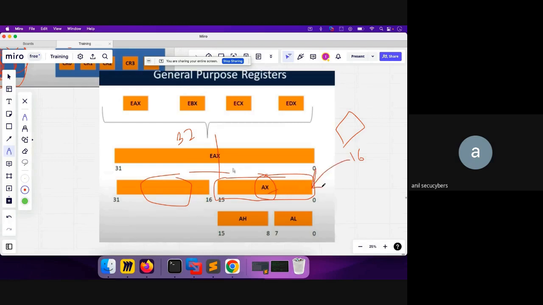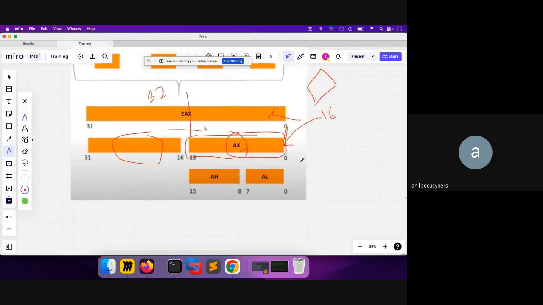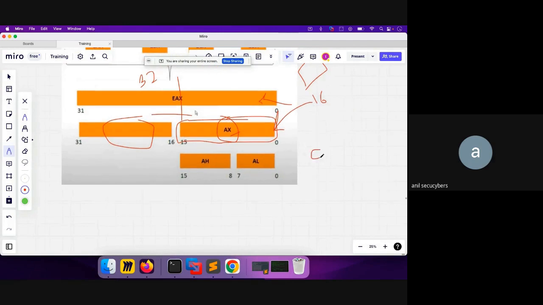And when we have a system which is 32-bit, the name of that same register changes to EAX. E is the full form of extended, so extended AX. Similarly, when we are dealing with an 8-bit CPU, the same AX is divided into two parts. One is AL, A lower, and one is AH, A higher.